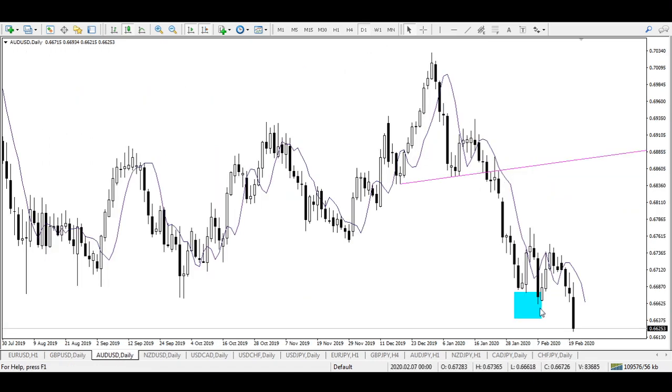AUD USD, after reaching this target of head and shoulder. This was the head and shoulder, shoulder, head, and this was the neckline of head and shoulder. This trend line kind of line, but this is the neckline of head and shoulder, and this area, the shaded area, was the target.